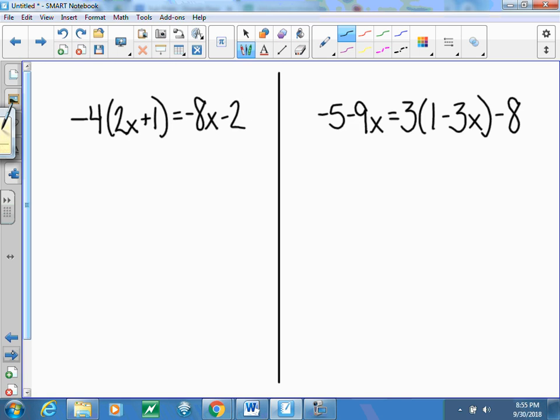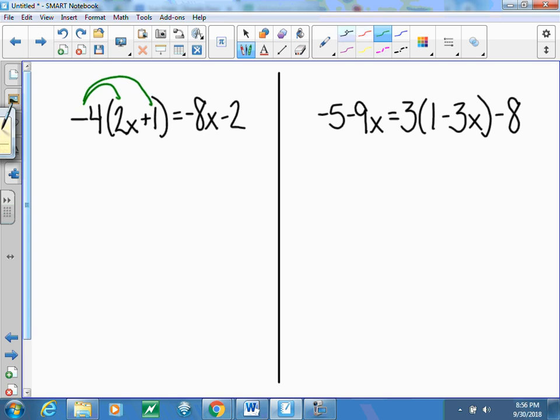Now I want to take you to two examples. One looks at what it looks like when you have no solutions, and the other what it looks like when you have infinite solutions. These two examples are in your note packet, so make sure you have that. Look at the one on the left: negative 4 times the quantity 2x plus 1 equals negative 8x minus 2. We have those parentheses, so we're going to get rid of them.